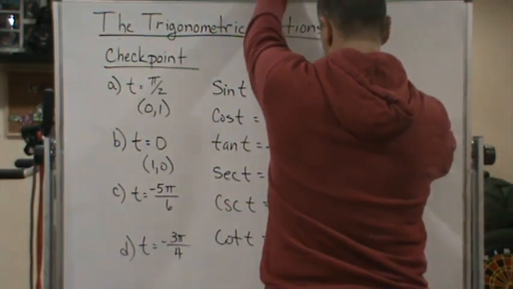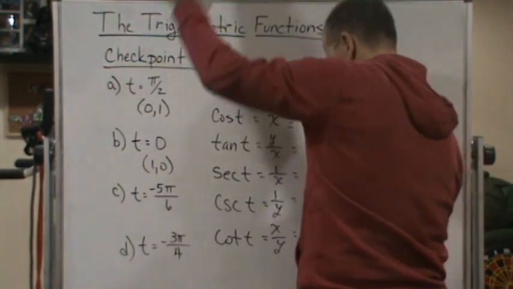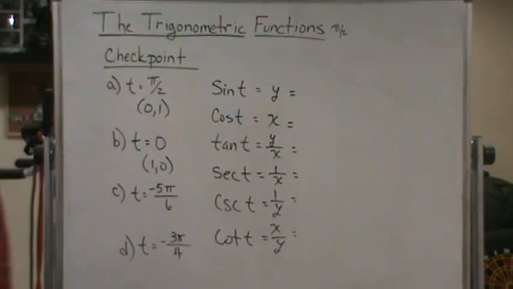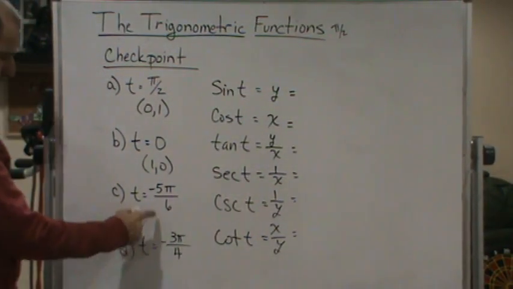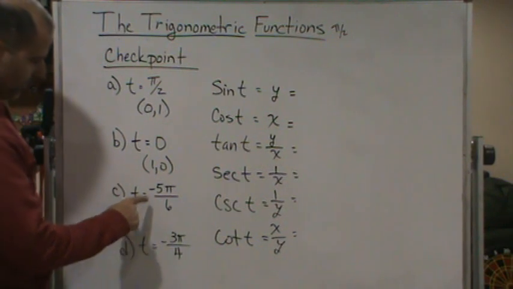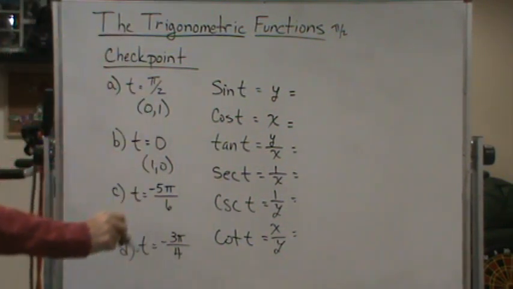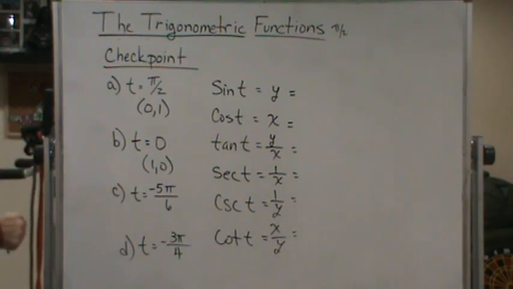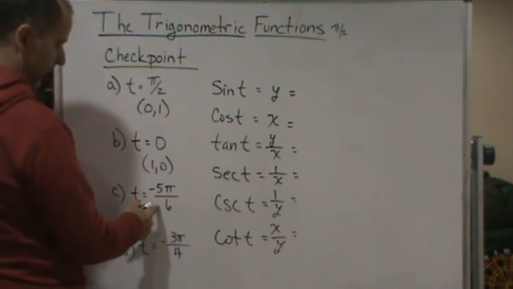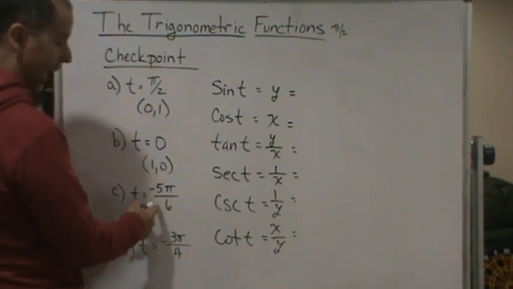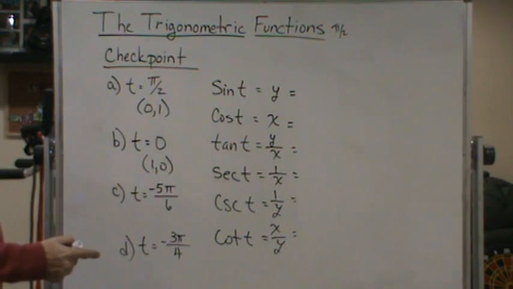Okay, now let's look at c. Now again, both c and d are negative values, so negative 5 pi over 6. So we're going negative 5 pi over 6 in the clockwise direction. So this is going to be what? Well, it's less than pi in magnitude, so it's going to be in the third quadrant.